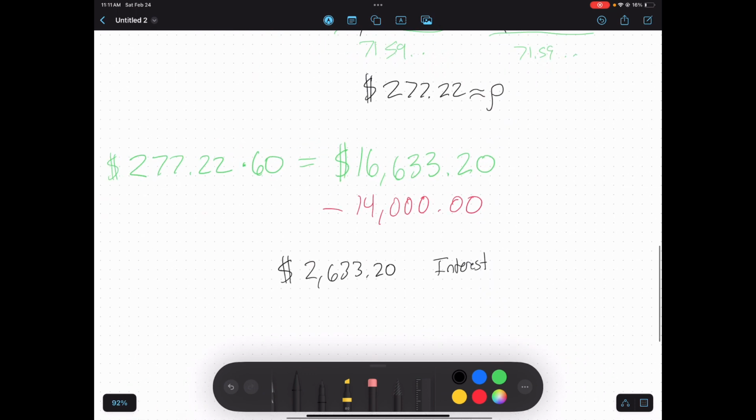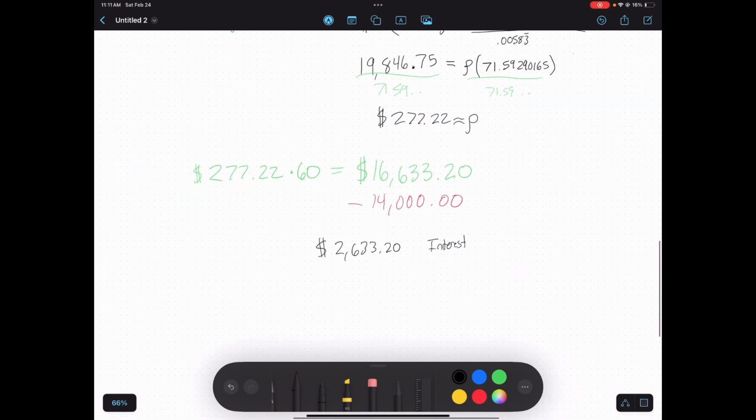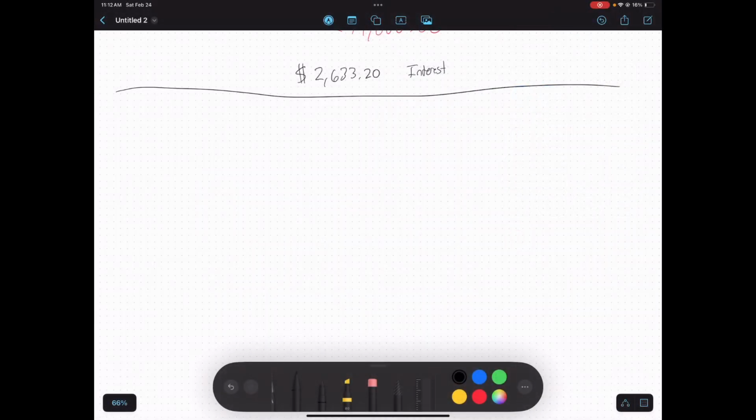Anyway, okay. Let's look at another example. Okay, for our next example, let's do the opposite. Let's say I know how much I can afford to pay each month. What size loan can I actually take out?